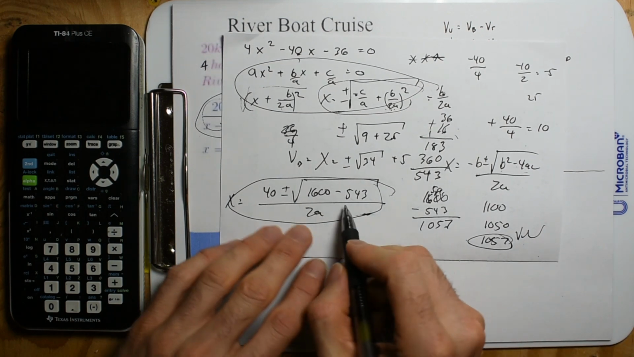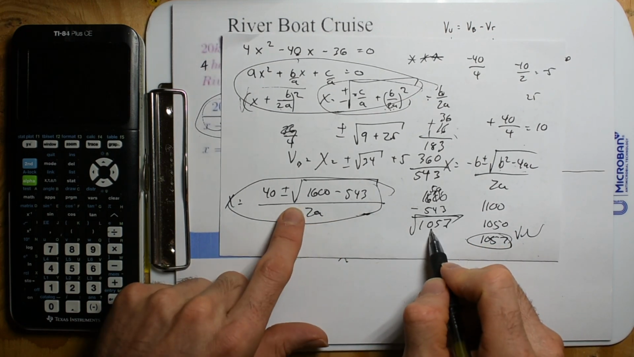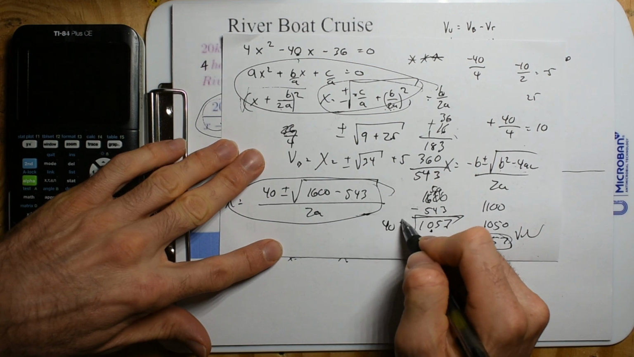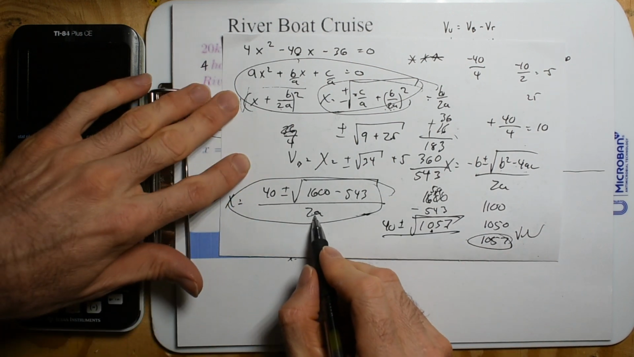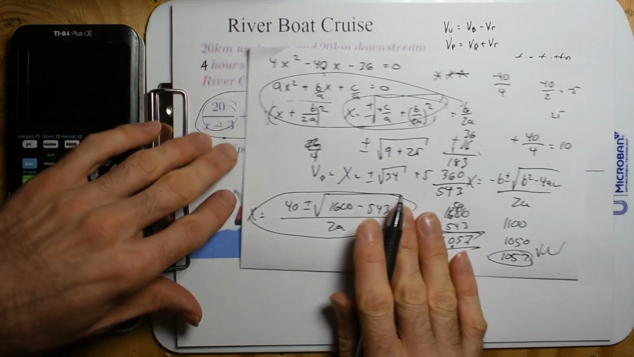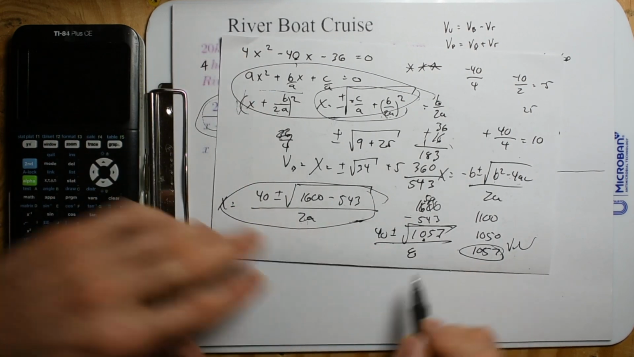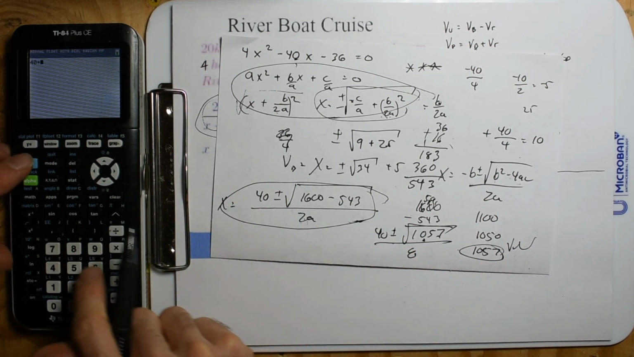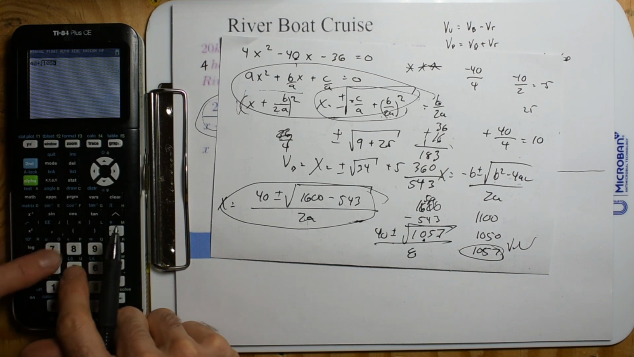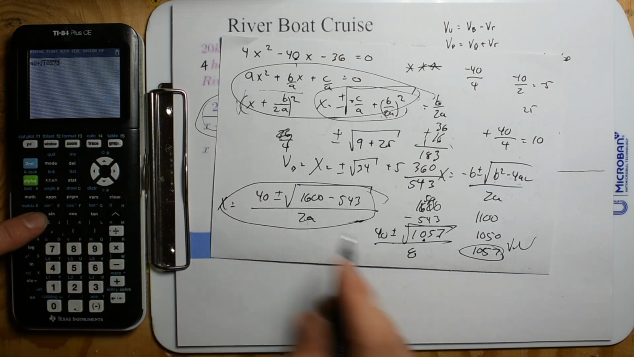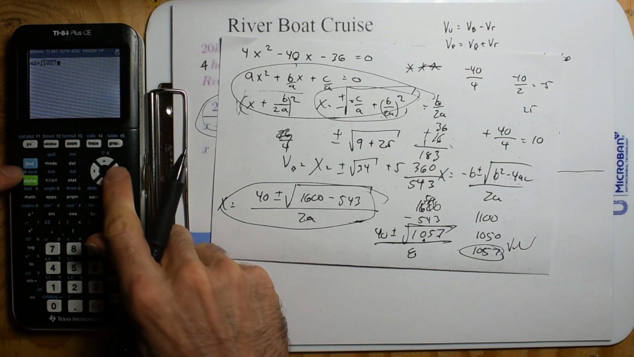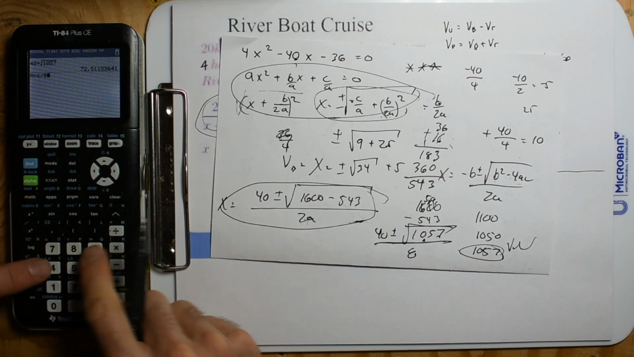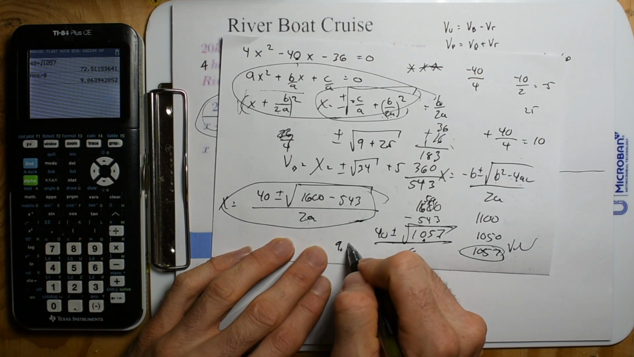And sweet. So we have this is the square root in there. So we have 40 plus or minus that. And then 2 times a is 8. So yeah, this is super ugly. But we have 40 plus the square root of 157. Now, you got to remember this is all divided by 8. And this is going to be 9.06.